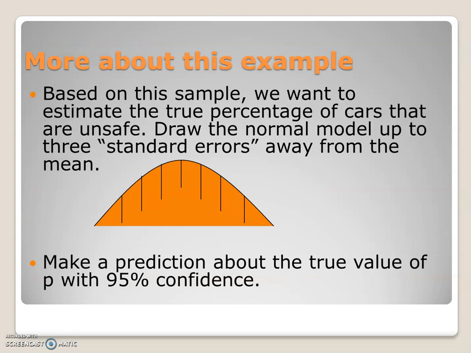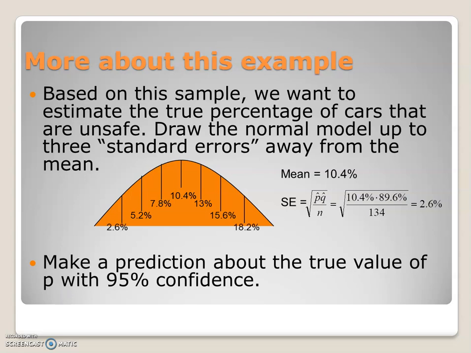So it says based on the sample, we want to estimate the true percentage of cars that are unsafe. In our sample, it was the 10.4. We want to see what it would actually be based on our population. So we're going to draw the normal model with 3 standard errors, not standard deviations. Our mean is still 10.4. We just got that from the problem. The standard error, you use the same formula we used in 18, but it is with P hat and Q hat instead, but they still work the exact same way. So when I put it, I have 10.4 as my mean, 2.6 for standard deviation.